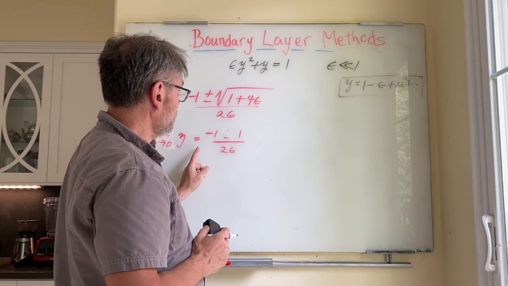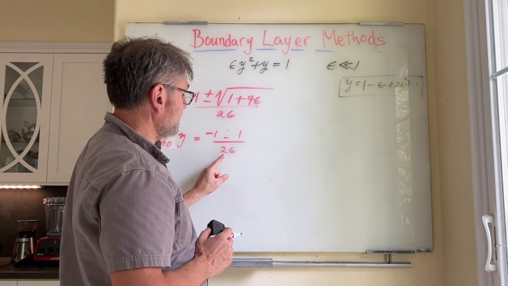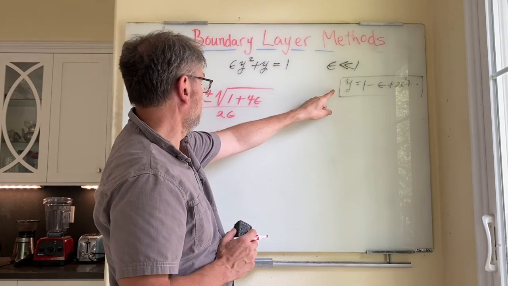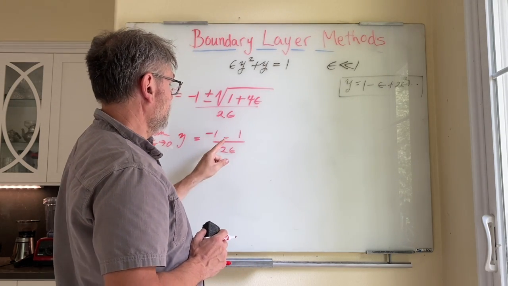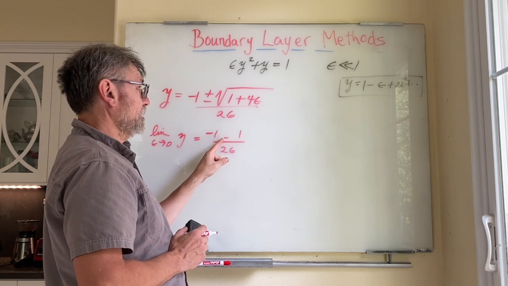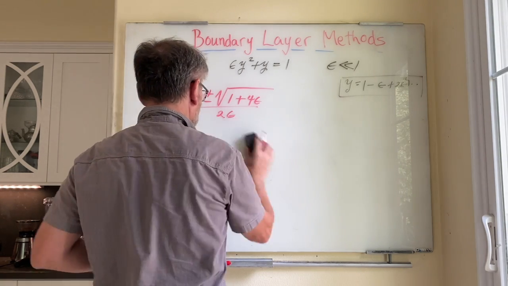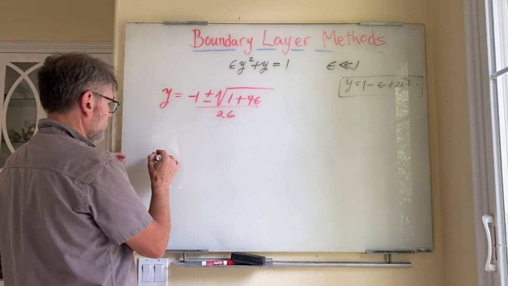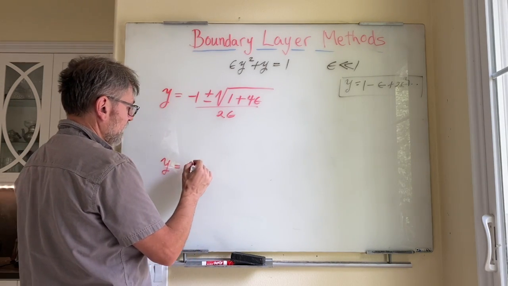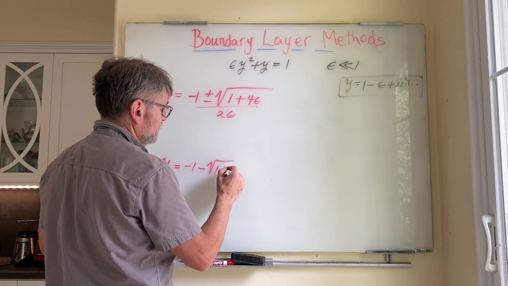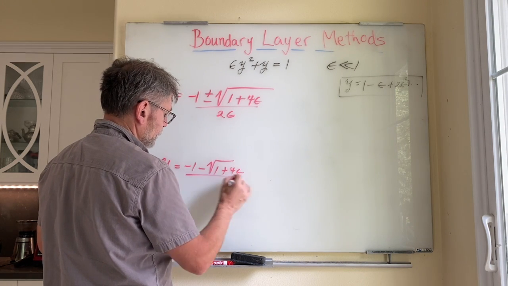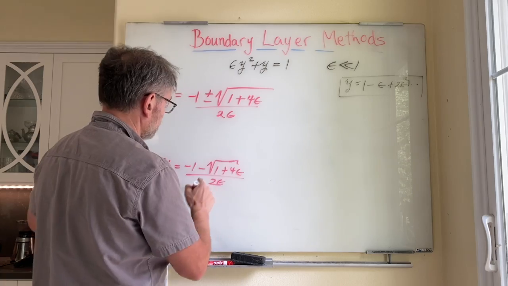So one of the roots goes to infinity as epsilon goes to 0, which is not that one. That's the one with the minus. So the solution with the minus goes to infinity as epsilon goes to 0. So that's the one we're missing so far. So this one here, y is equal to minus 1 minus the square root of 1 plus 4 epsilon, over 2 epsilon, is the missing solution.